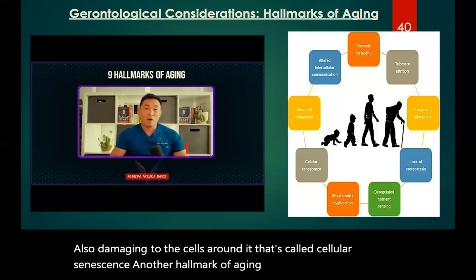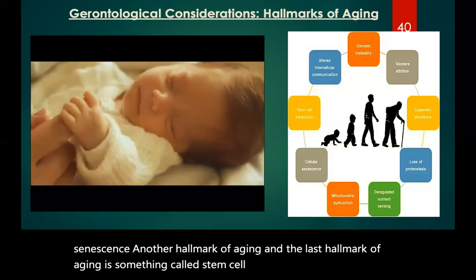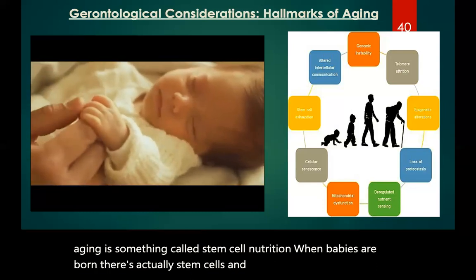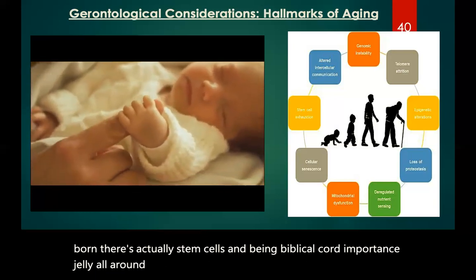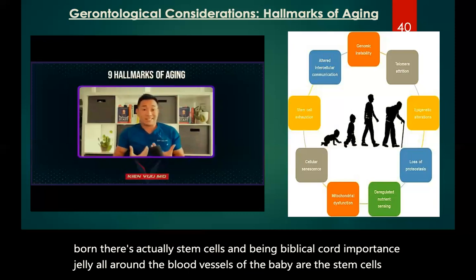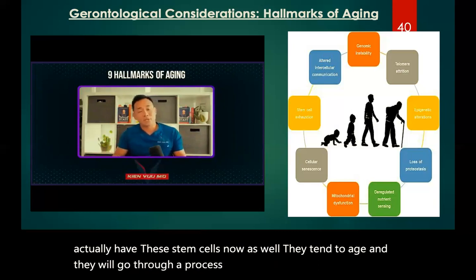And the last hallmark of aging is something called stem cell attrition. When babies are born, there are actually stem cells in the umbilical cord, in the Wharton's jelly, all around the blood vessels of the baby. We actually have these stem cells now as well. They tend to age and go through a process of attrition, meaning they don't work as well.